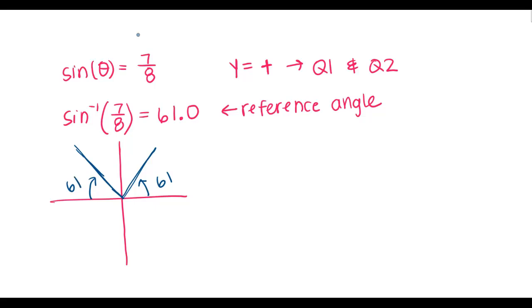So to find the actual angle for quadrant 1, we know it's just going to be 61, right? Because it's going from 0 to 61, and that's our angle measurement. If we're looking in quadrant 2, okay, remember to find an angle in quadrant 2, we would do 180 because that's where the x-axis is. Minus 61 would give us 119. So our answers, right? What is theta when the sine is equal to 7/8 would be 61 and 119.